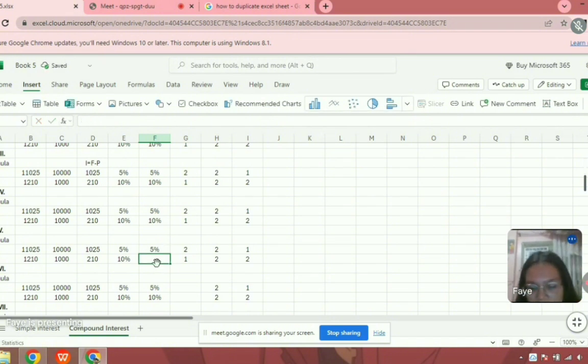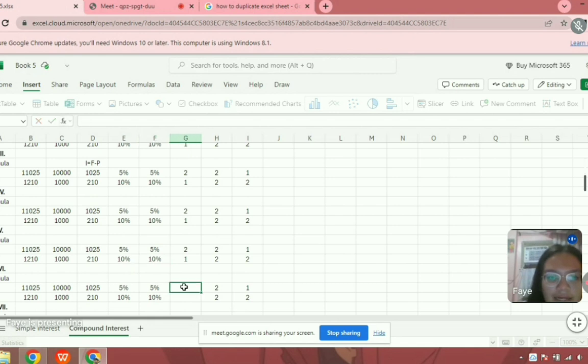Next, we have, okay, we'll see this one. Okay, so our n here is also 2, and then 1210 over 1000 is 0.1 or 10%.